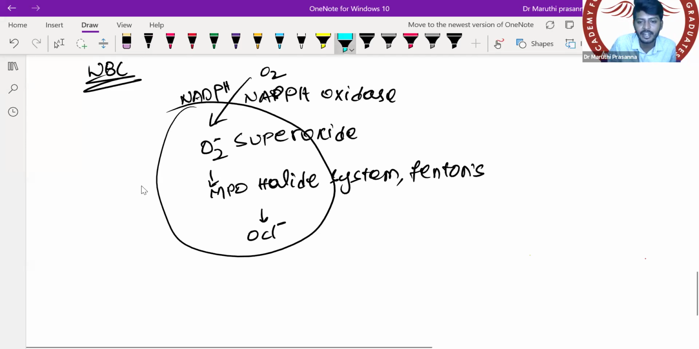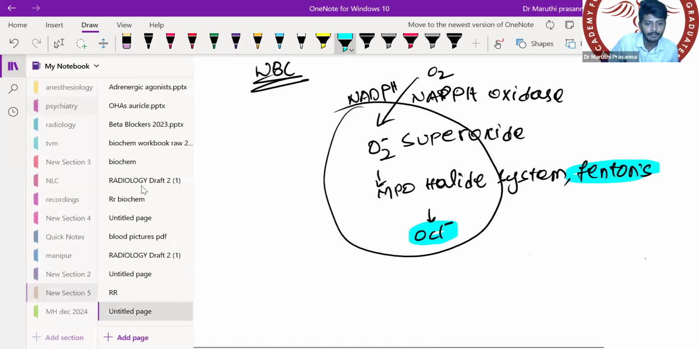So basically, what is Fenton's reaction? It is a reaction used in the WBC for the formation of free radicals such as OCl minus, which will go and kill the microorganism. So the bactericidal effect will be achieved with the help of OCl minus. Hope that part is clear for everybody.